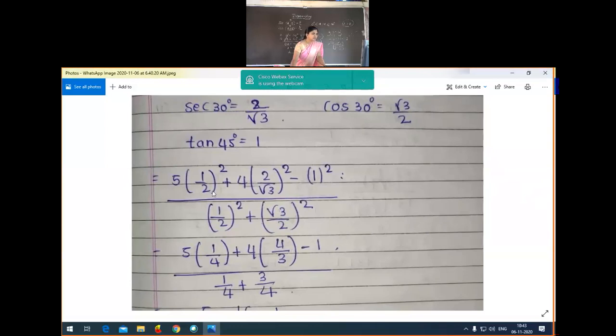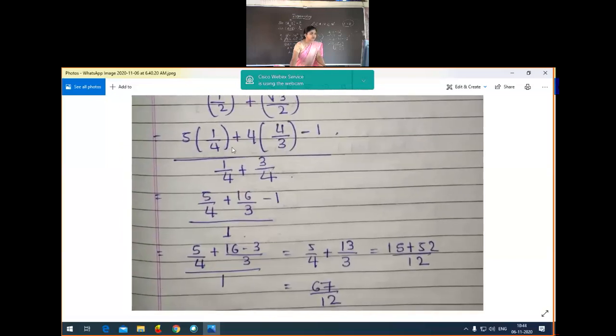Next, after the substitution, simplification is easy. 5 into (1 by 2) whole square is 1 by 4, plus 4 into (2 by root 3) whole square is 4 by 3, minus 1 square is 1, that divided by (1 by 2) square is 1 by 4 plus (root 3 by 2) whole square is 3 by 4. Is that clear, students? Yes. 5 into 1 by 4 is 5 by 4, plus 4 into 4 by 3 is 16 by 3, minus 1, divided by, here we can observe that the denominator is the same, 1 by 4 plus 3 by 4, so 3 plus 1, 4, 4 by 4, 1. So here we took the answer directly as 1.